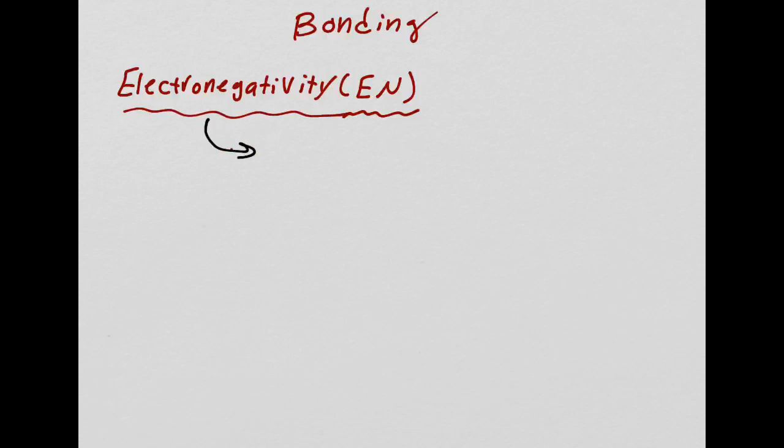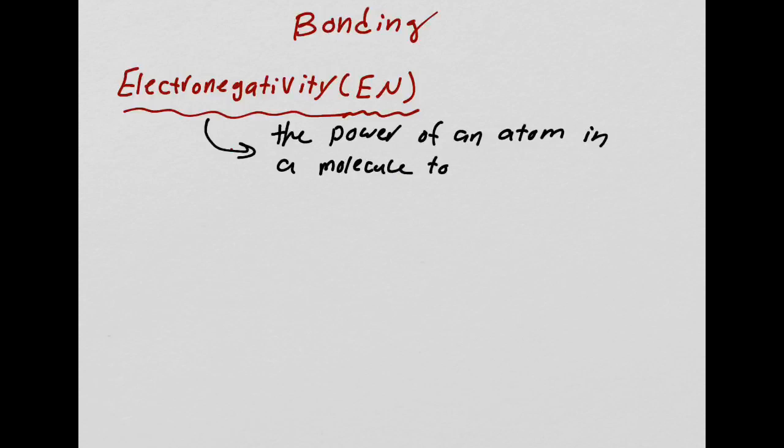Here's what it is. Electronegativity, I want to write it down, is the power of an atom in a molecule to attract electrons. Basically, electronegativity is how strong an atom is. You know how some people are stronger than others? That's exactly the same thing on a periodic table. Some atoms are stronger than others, and we call that electronegativity.